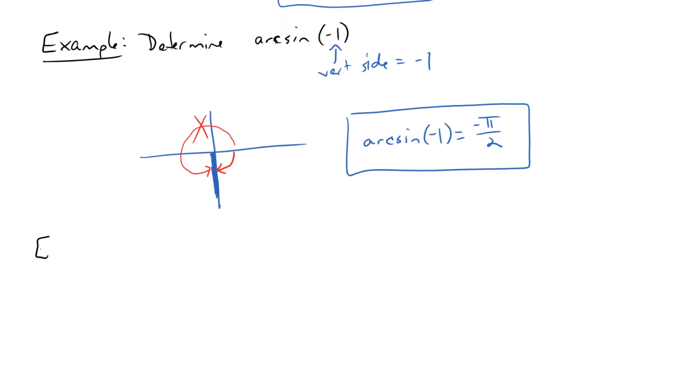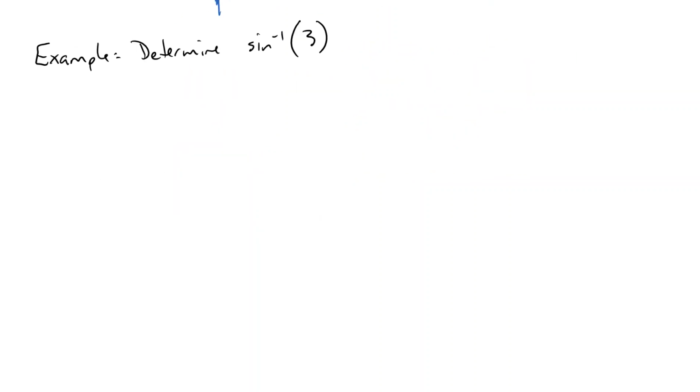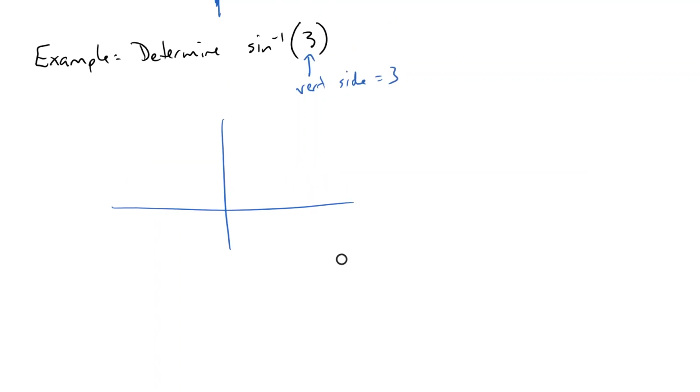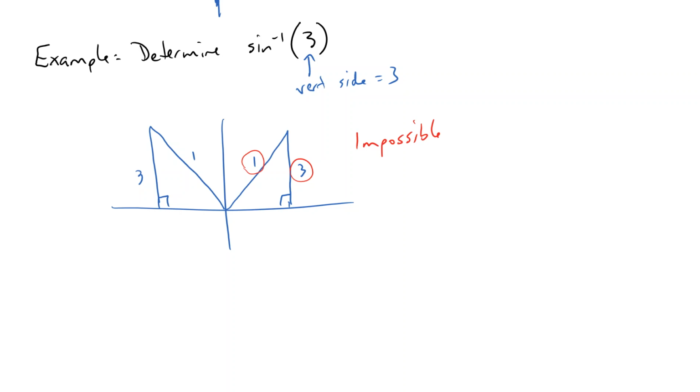Okay, let's do another. Determine sine inverse of 3. So now my vertical side is 3, positive. And I'm going to run through this like we're not noticing something, but if I have a positive vertical side of 3, that would look like this, or it would look like this. But in both cases I have a hypotenuse of 1. So hopefully what you realize now is that this is completely impossible, because how can the hypotenuse be less than the vertical side? The hypotenuse is the longest side. That's impossible. So sine inverse of 3 is not defined. It doesn't have an output.